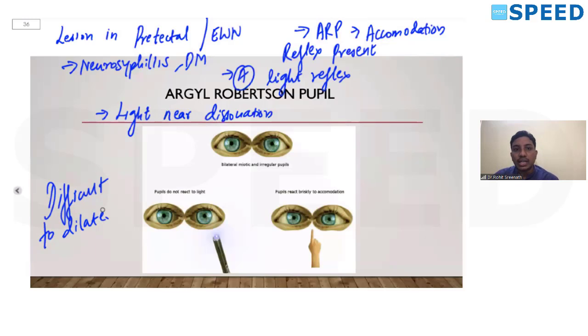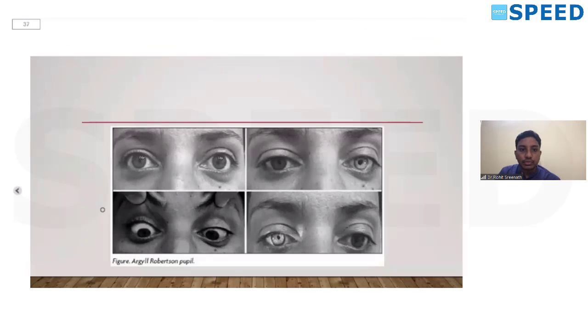Okay, so to summarize, Argyll-Robertson pupil is because of the lesion in the pretectal and the Edinger-Westphal nucleus. The most common cause being diabetes. Earlier it was neurosyphilis. The patient will have a normal accommodation reflex. The light reflex is absent. They will have a light near dissociation.